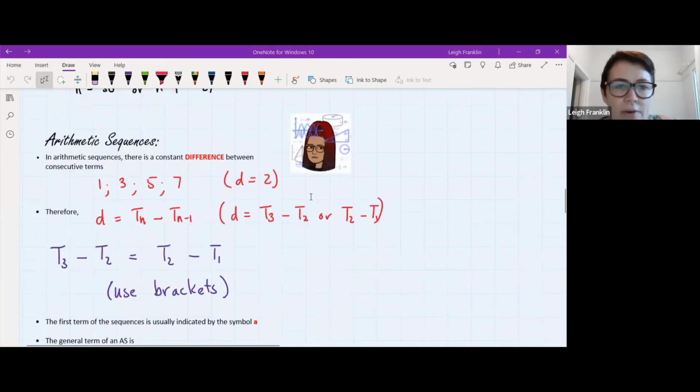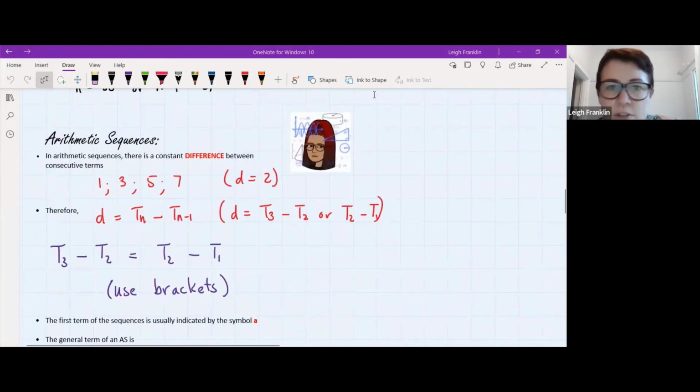Let's talk about arithmetic sequences. Right, so this would have been probably one of the first things that your teacher would have discussed with you when it comes to sequences and series. So a few notes, a few things to know. You don't need to write this down. You can always come back and watch this video later.